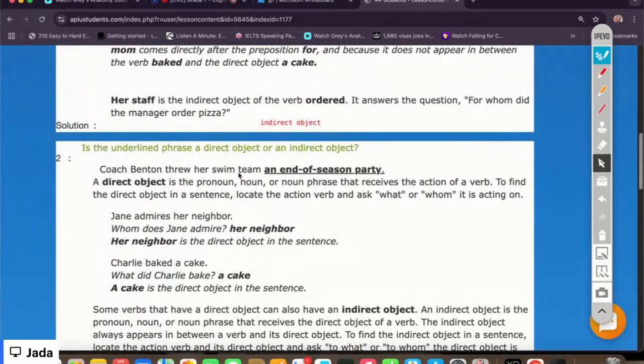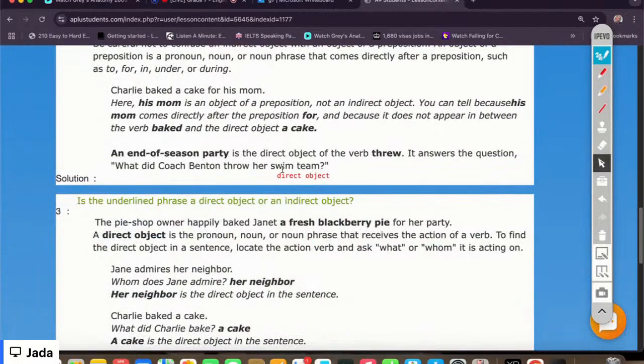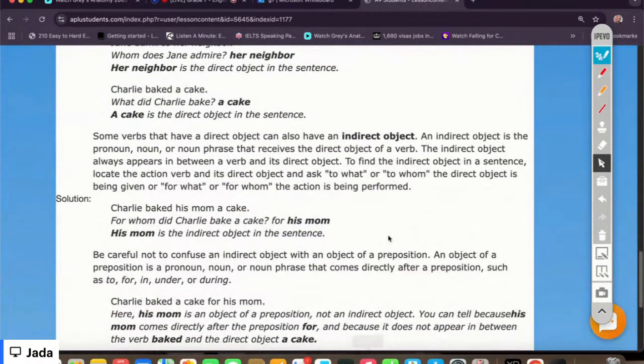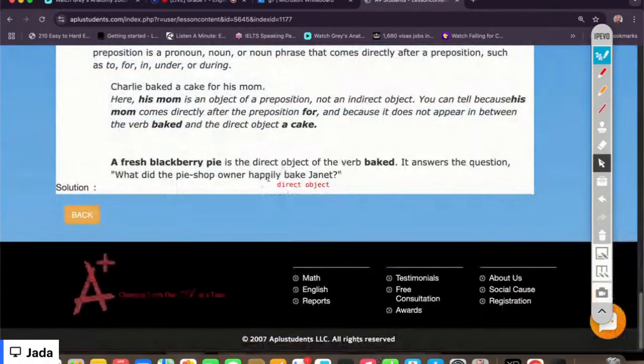Okay, so next we have Coach Benton threw her swim team an end of season party. That would be direct, because an end of season party is the direct object of the verb threw. The pie shop owner happily baked Janet a fresh blackberry pie for her party. It's direct because a fresh blackberry pie is the direct object of the verb baked. It answers the question: what did the pie shop owner happily bake for Janet?